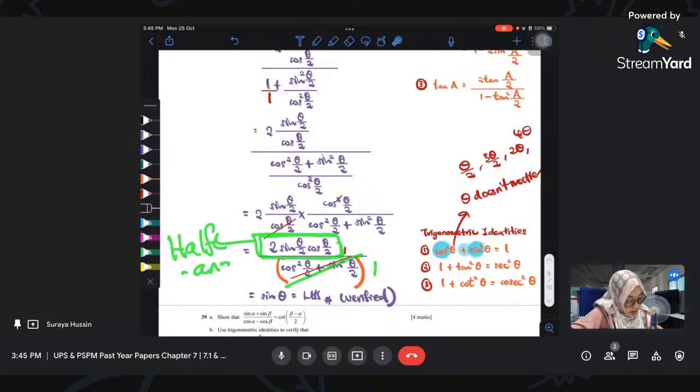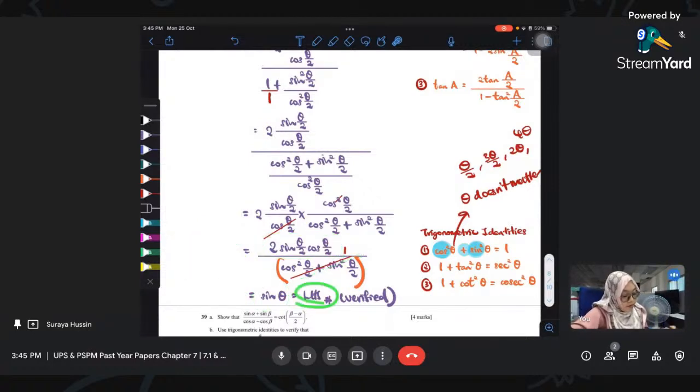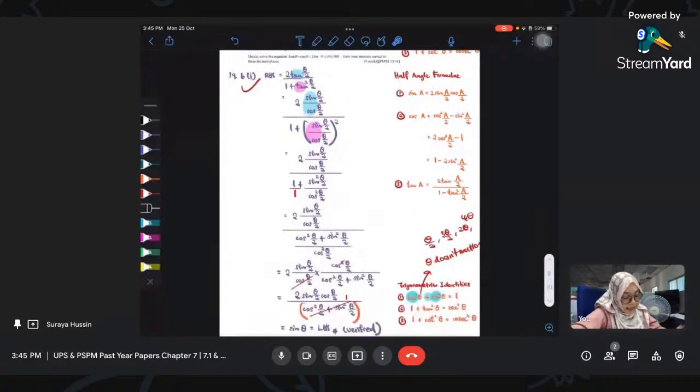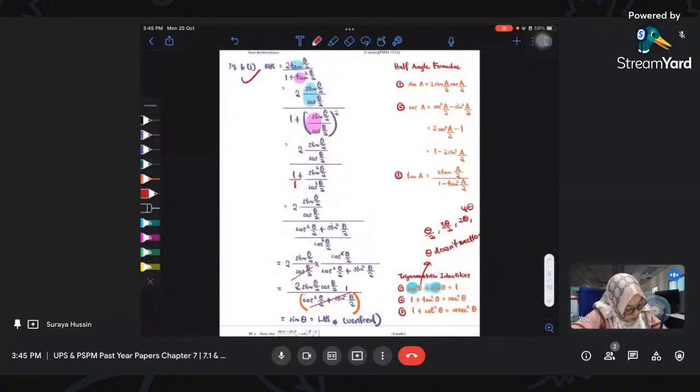And so this is going to give you sine theta. Sine theta is the left hand side and it's verified. And there you go. That's how you apply a trigonometric identity. Nampak panjang kan? 3 markah aja ni. Tapi walaupun dia panjang, dia tidaklah sukar untuk diselesaikan. No, it's not that hard to solve. It's just the way we write it yang perlu agak macam nampak panjang.